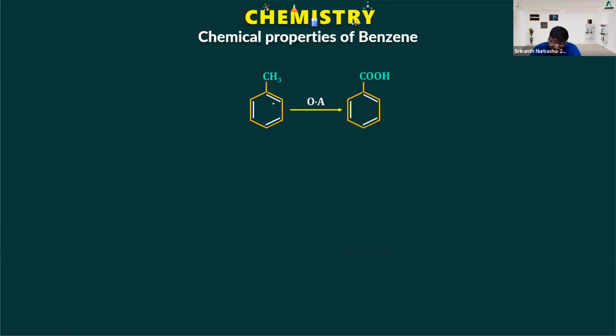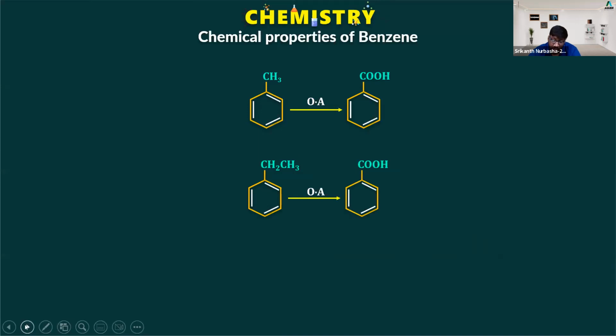So we have a benzene ring connected with CH3, with an oxidizing agent. We have COOH substituted. The oxidizing agent is either KMnO4 or K2Cr2O7. What happens in the second case? Ethyl benzene treated with the same oxidizing agent. What will you expect? The benzene ring is connected with a carbon, where the carbon is connected with hydrogens. So directly you get COOH.